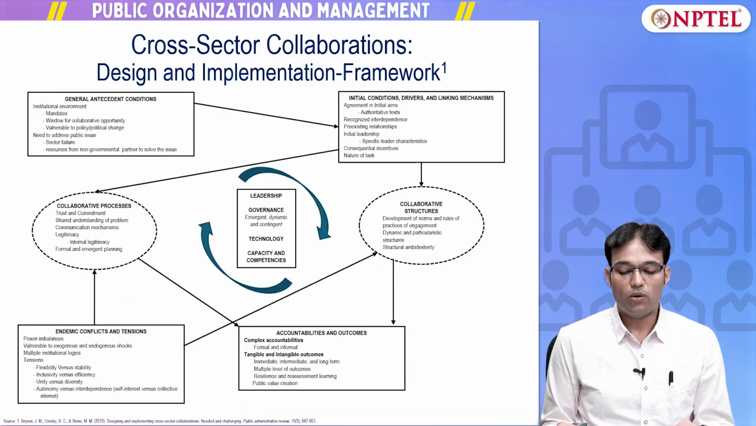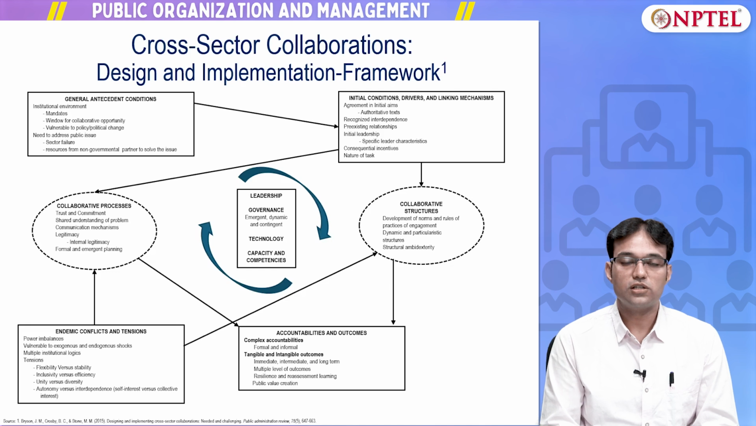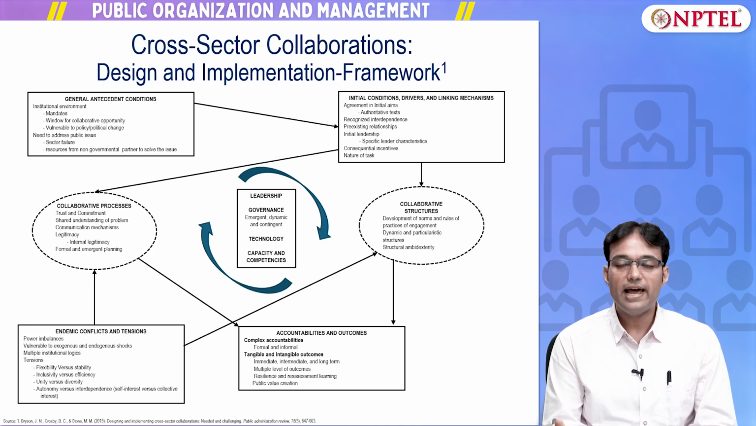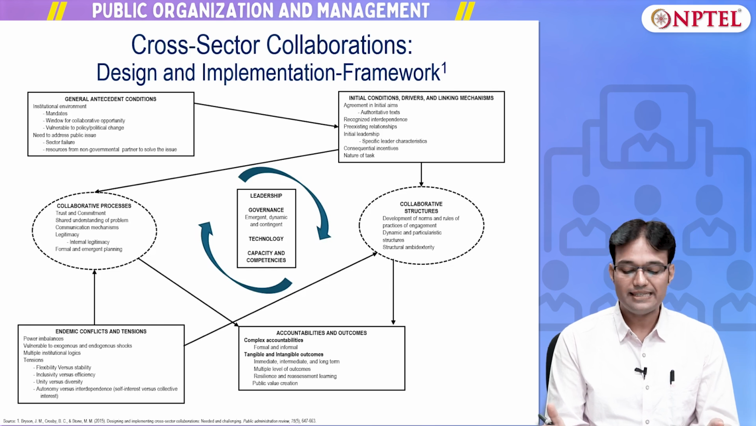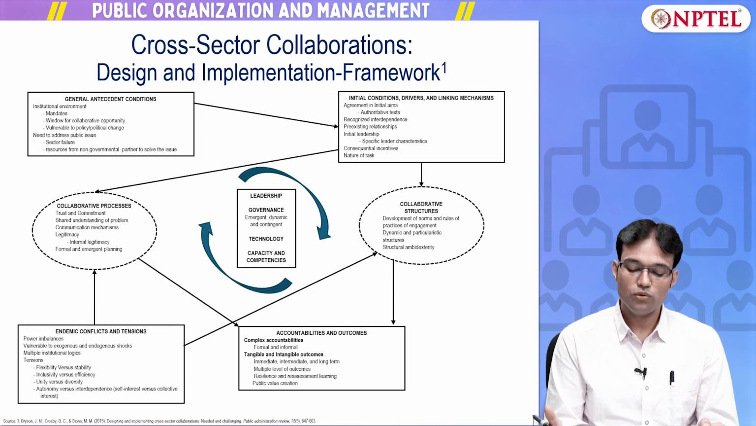Now, let us discuss the framework proposed by the authors Bryson, Crosby and Stone 2015 to design and implement cross-sector collaborations. The figure that you see here, I have redrawn from the paper. Please refer to this paper. The aim behind this proposed framework is to help public managers from different sectors to design and sustain effective cross-sector collaborations to solve complex issues and to create public value, right?